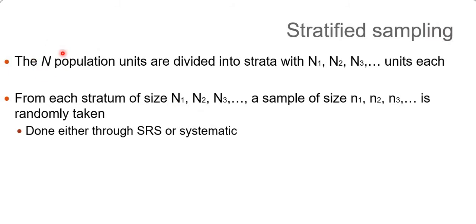That population with the size of n shall be subdivided with different number of units each, depending on the characteristic. And from each of these, we will take a sample size that might be different and make sure that it is randomly taken either through SRS or systematic. To further illustrate this, let's have this example.